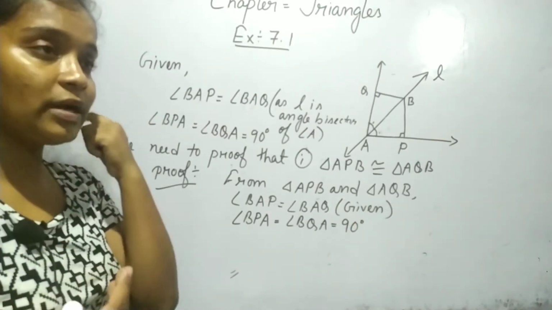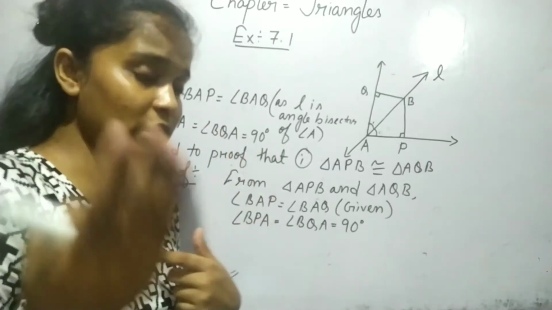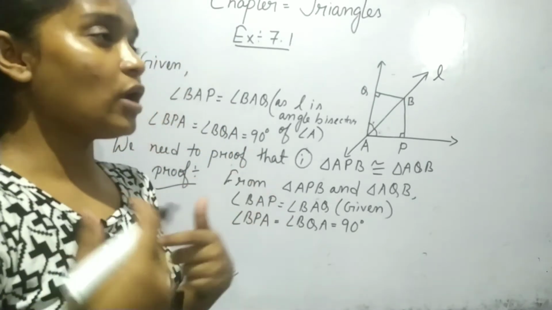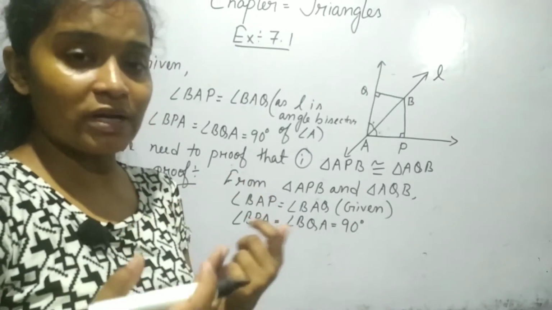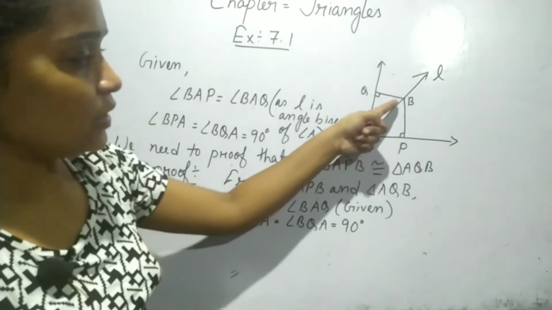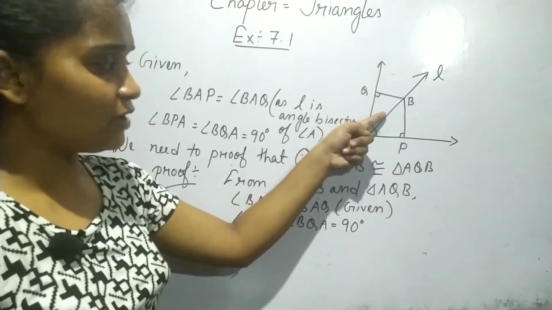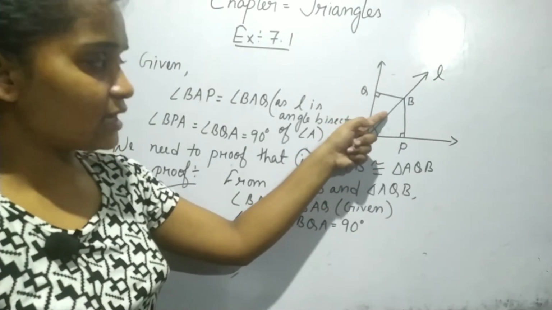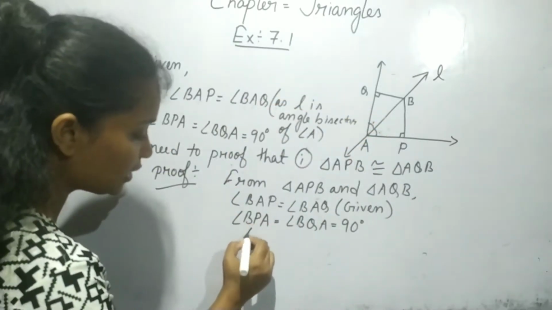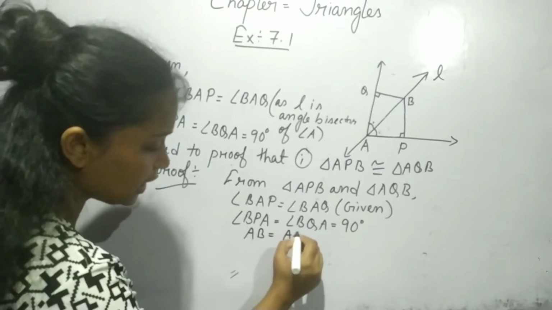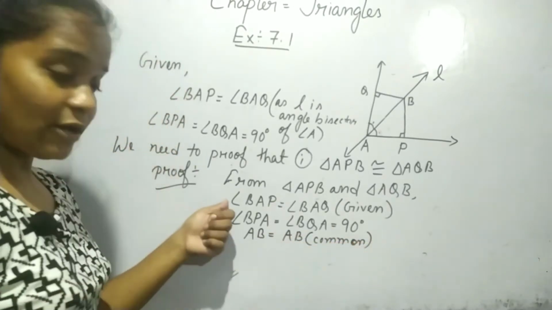I taught in my last video that if two parts are given, the third part you have to find out. So how can you find it? First of all, check whether there is any common part. Now what is the common part? Look, AB is the common side. Why a common side? Because AB is in this triangle and AB is also in this triangle. So I can say that AB is the common side in both triangles. So I can write that AB is equal to AB. Why? As it is common. Okay, I got 3 parts.